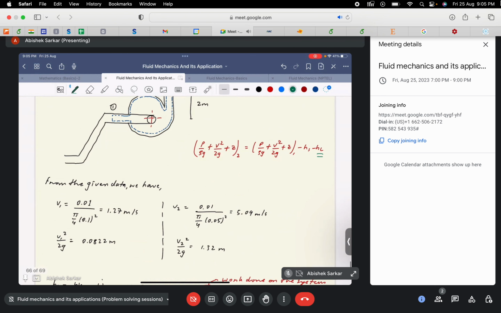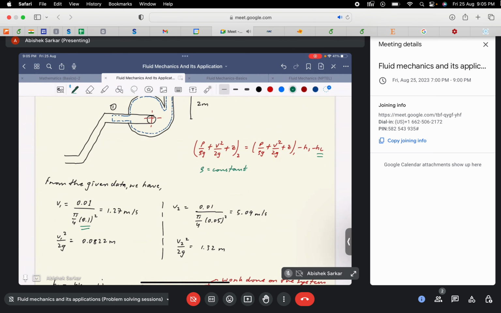Okay, so V1 you can find since the volume flow rate is given and the flow can be taken as, say, rho is constant. So V1 is equal to 0.01 by pi by 4 into 0.1 square. This is basically the diameter of the inlet. So we get V1 is equal to 1.27 meters per second.